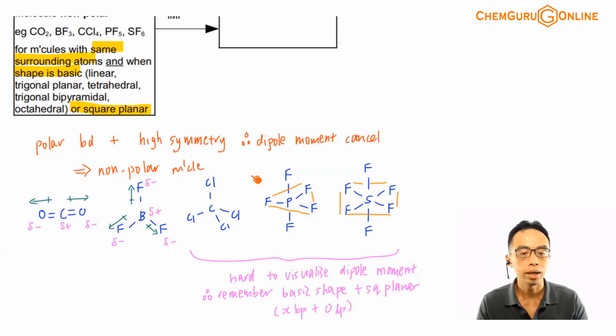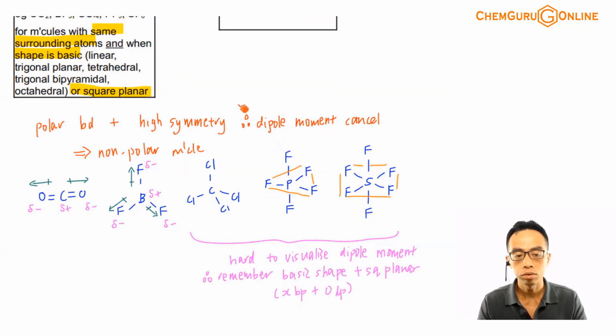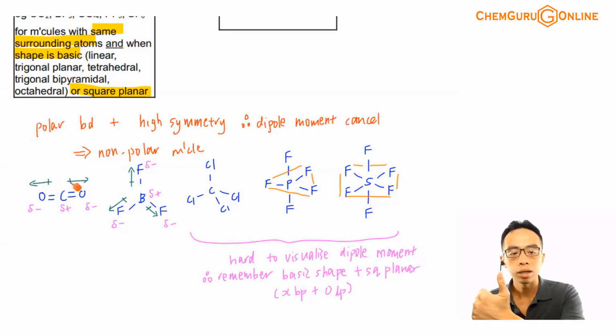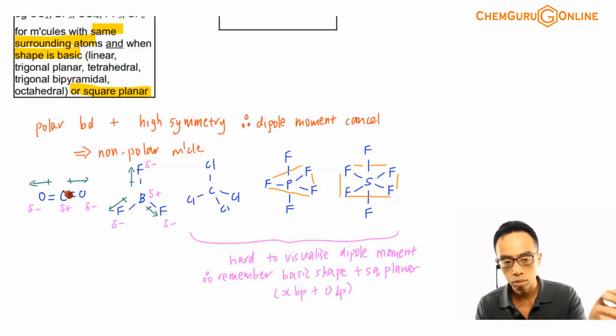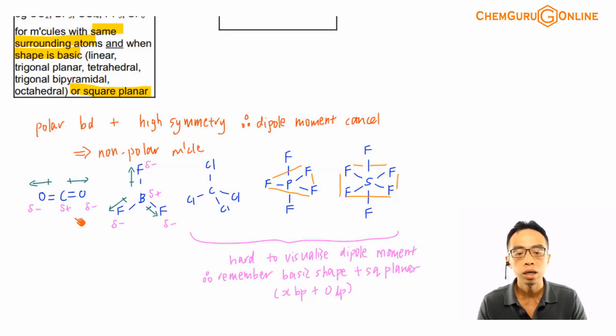So what do I mean by that? Let's say I ask you, can you prove to me that carbon dioxide is non-polar? The net dipole moment cancels. Can we prove that? Yes, because this is linear. So I can always draw a dipole moment pointing in one direction, another dipole moment pointing in the opposite direction, and equal in length. I can show that it cancels out. Net dipole moment equals 0. So therefore, this is non-polar.